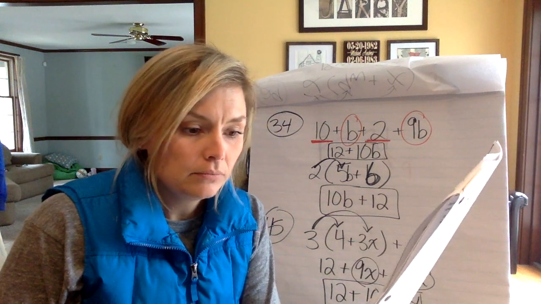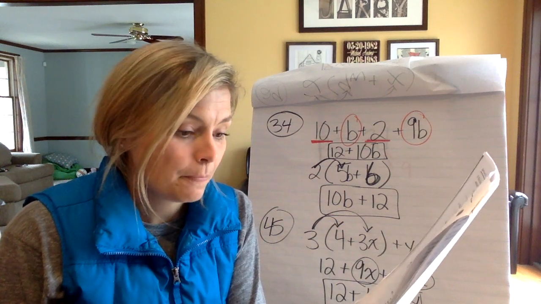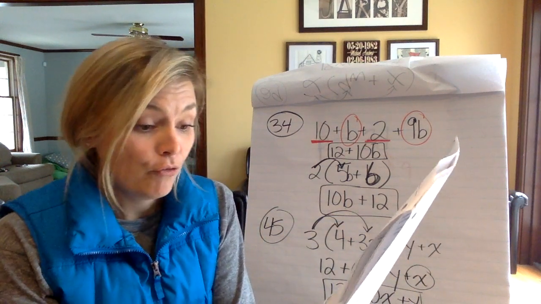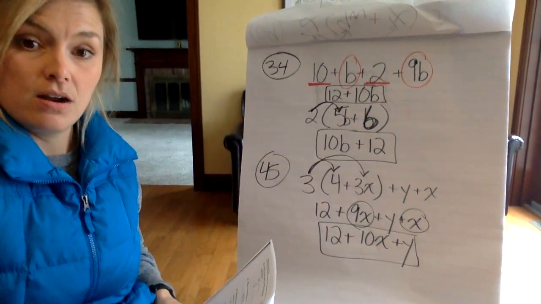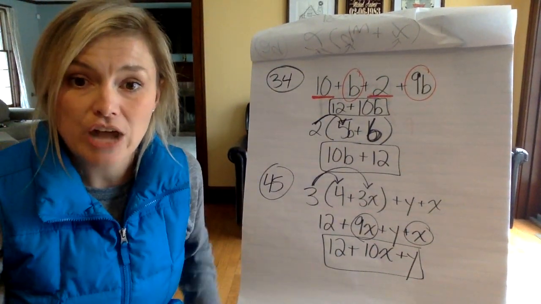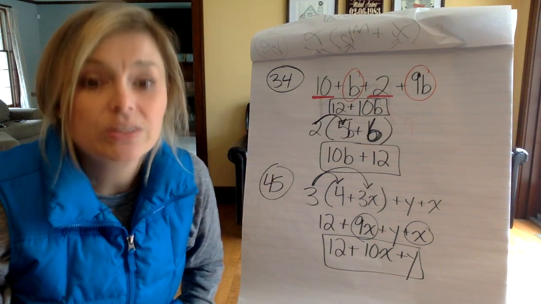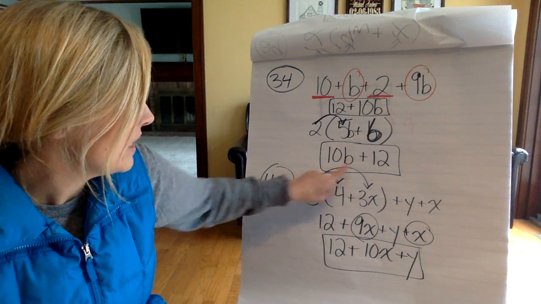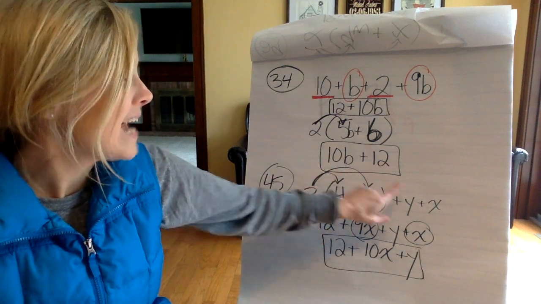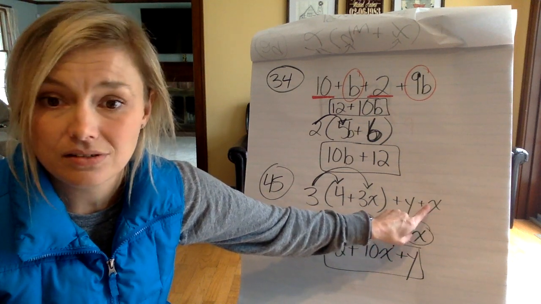Number 44, what's the variable? It's z. Remember, variables are letters. Number 45, write an equivalent expression. This was another one that we went over just a few minutes ago in our chat. A way to write an equivalent expression is to simplify the expression. So again, I used the distributive property here and here. I did not distribute to this y and x. It's not in the parentheses.